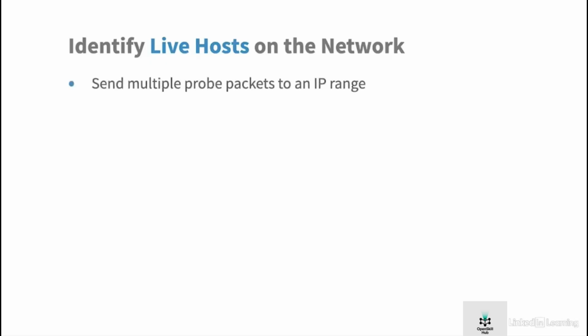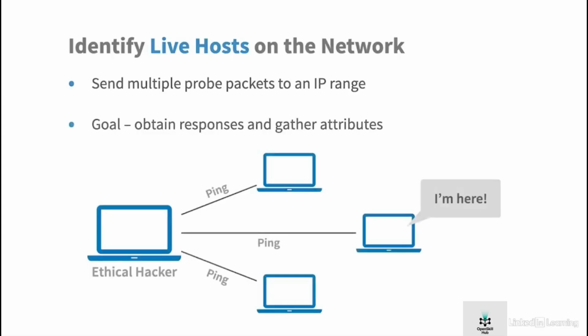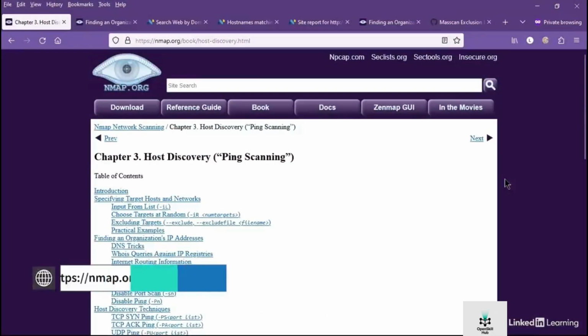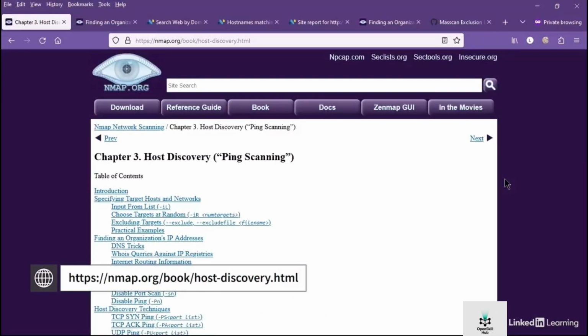This is commonly done by using a technique called ping sweep or ping scanning, which sends multiple probe packets to an IP address range on a network. The packets are specifically crafted to obtain responses and gather attributes. Let's check the Nmap book for more information.